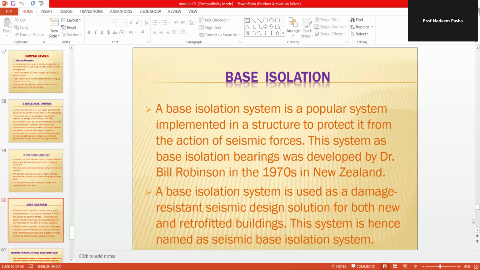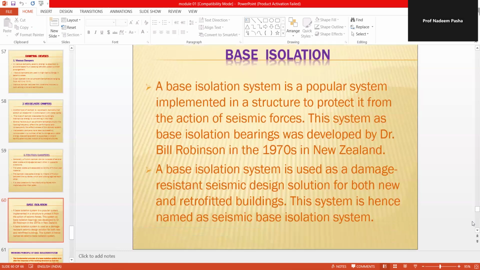Normally we think that as dampers are used to dissipate energy or reduce the effect of seismic energy, base isolation might be the same, but there is a difference. What is the difference? A base isolation system is used as a damage resistant seismic design solution for not only new but also retrofitted buildings. If you are constructing a new building, then you can provide a base isolation system. If a building is already constructed, retrofitting can be done, and after that also a base isolation system can be used. Because we are reducing the effect of seismic forces, it is also known as seismic base isolation system.